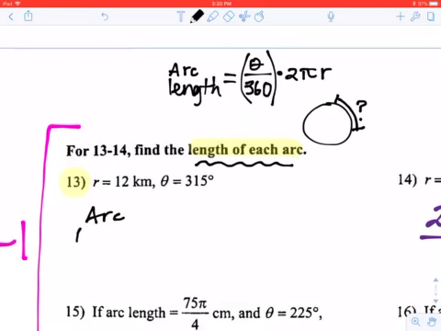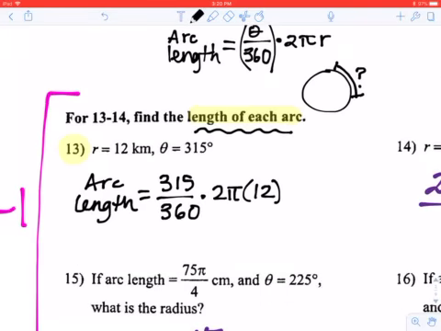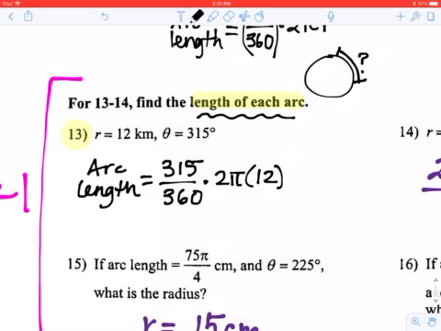Arc length here is going to equal theta, so that's 315 over 360 times 2 pi r, so 2 pi times 12. You can do this a couple ways here. What I usually do is simplify so I can have some nice numbers. You don't really have to, but you do want your answer in a fraction, not a decimal. So I'm going to simplify 315 over 360, which becomes 7 over 8. Remember you can use your calculator for that, it's fine.